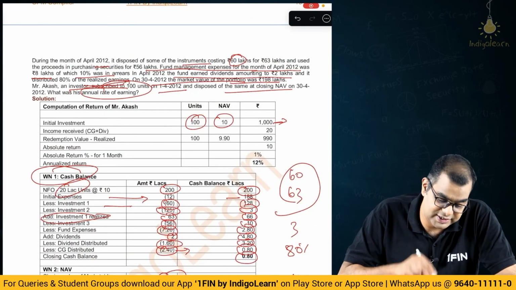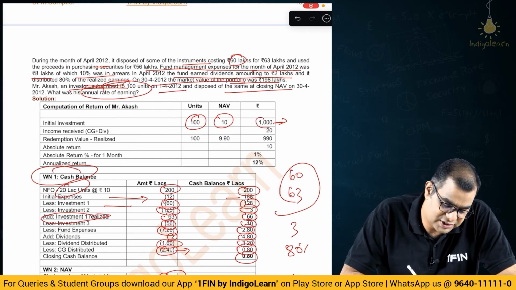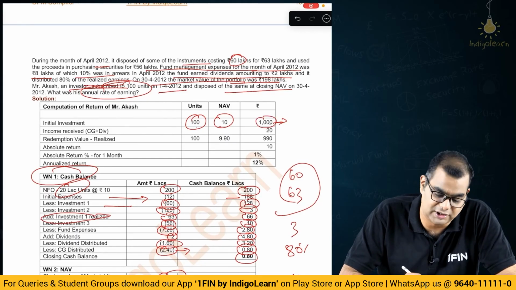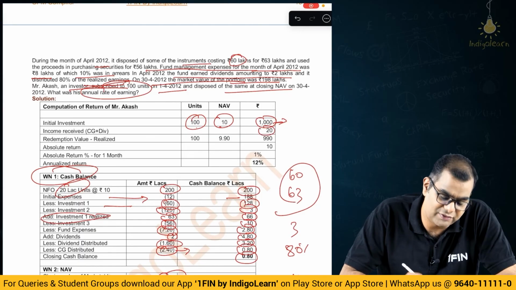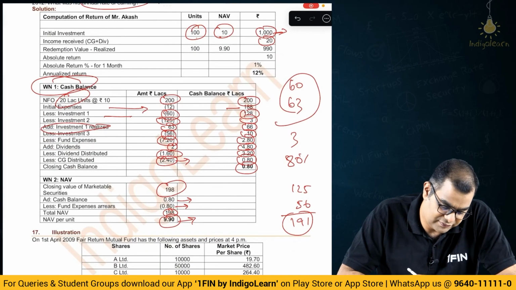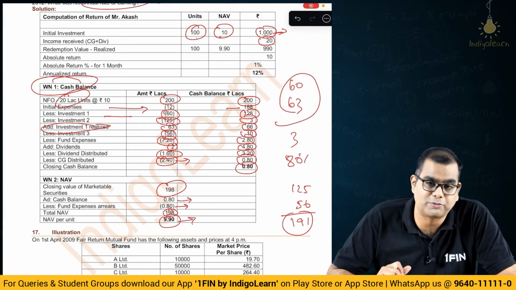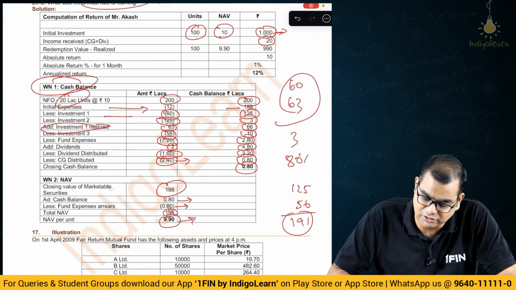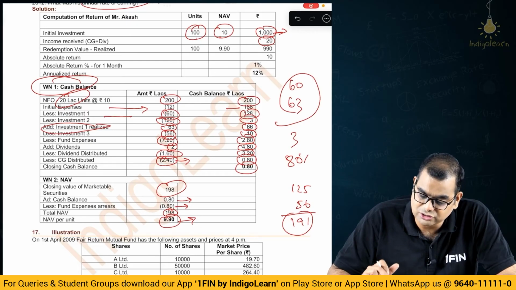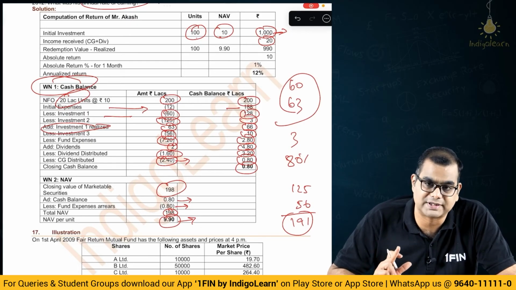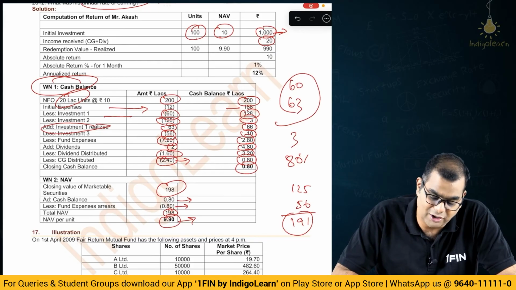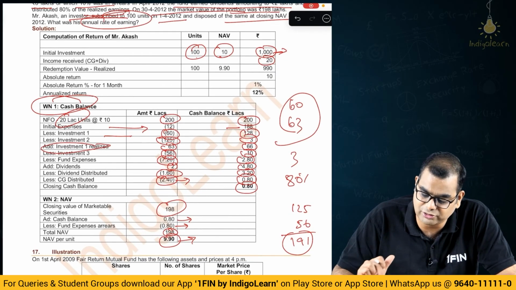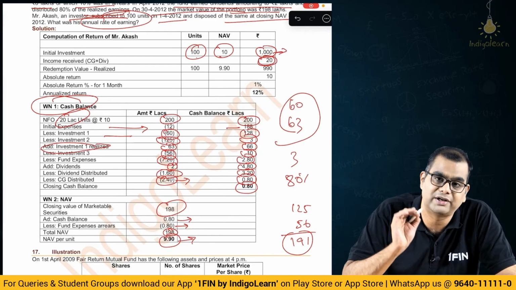Now, coming to this particular investor, originally he invested in 100 units at 10 rupees, which is 1000. Then he got capital gains and dividend of 20 rupees. How did he get 20 rupees? We have distributed a total dividend of 1.6 plus 2.4, which is 4 lakhs. Now, 4 lakhs is distributed for how many units? 20 lakh units. So, each unit got 0.2 rupees. Now, he had 100 units. 0.2 into 100 is 20. So, that is how he got a dividend and capital gain of 20.